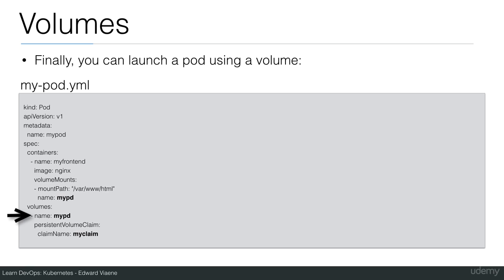Volumes, here is the name also mypd, and then this persistent volume claim refers to myclaim, which is the name of the persistent volume claim from the previous slide. You can then put some static data in this volume, and then when you're going to browse to this URL, you will see your data. It's very simple. The next lecture will be a demo where I will demonstrate this auto-provisioning.